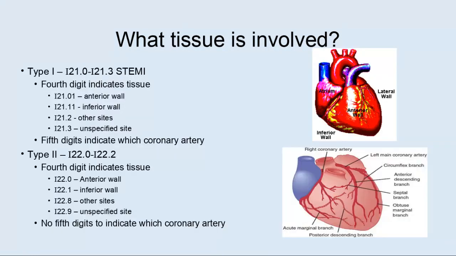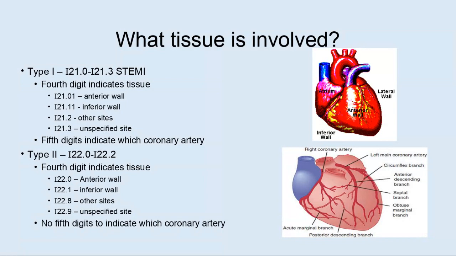So far, type 1 STEMI, I21.0 to I21.3: the fourth digit in the code will indicate the type of tissue, anterior wall, inferior wall, and then other sites or unspecified site. The fifth digit will indicate the specific coronary artery, left main, left anterior descending, left circumflex, whichever. So it's not enough to know which wall it is. You need a specific artery.